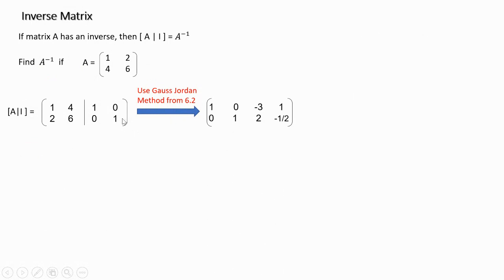So then, in other words, guys, the object here is that this has to be a 0, and that has to be a 0. And remember, these have to be 1s. So whatever the identity comes over here to the left, and whatever is here on the right is the inverse matrix. So this is the inverse, negative 3, 1, 2, negative 1/2. It's the inverse of the matrix 1, 4, 2, 6. See, that's my inverse.